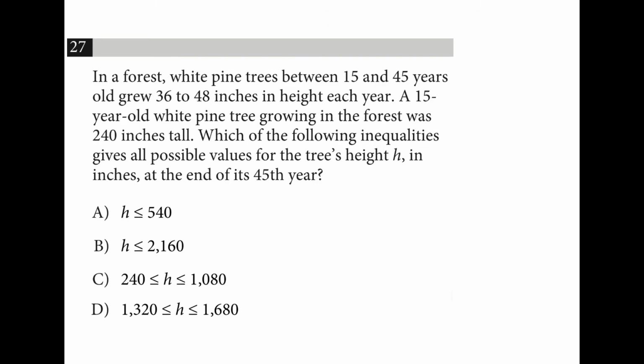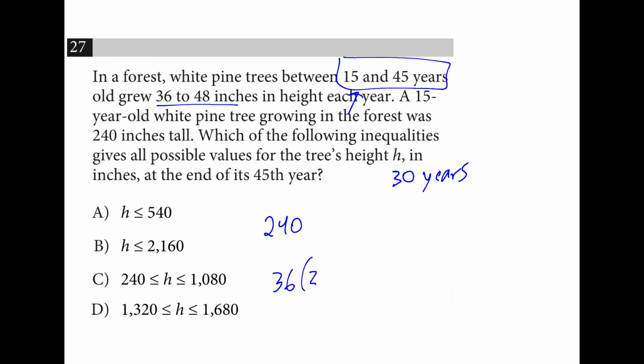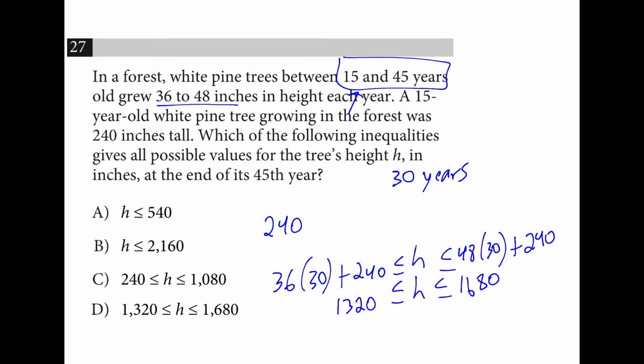In a forest, white pine trees between this age grew this much in height each year. So a 15-year-old pine tree, so that falls in the category, starts out at 240 inches tall. And we want to know all possible values for the tree's height at the end of its 45th year. So 30 years of growth. On the smaller end, we have 36 times 30 plus 240. And on the upper end, we have 48 times 30 plus 240. If we multiply and combine those, we get D.